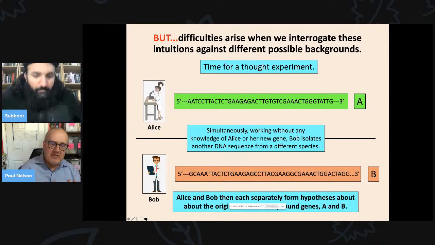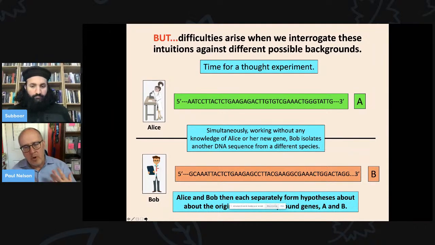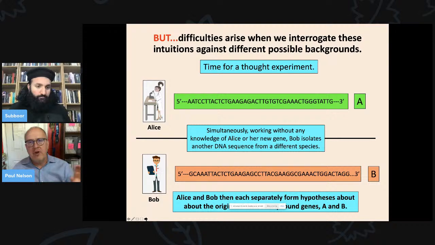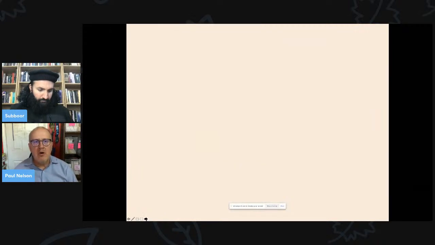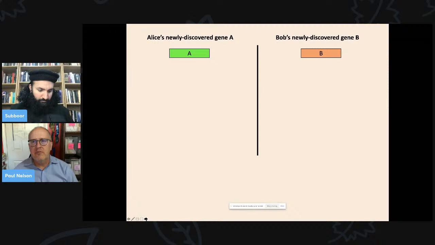And then, having done this, Alice and Bob each separately form origins hypotheses about how A and B arose historically. So these will be evolutionary hypotheses about the first origin of A and the first origin of B. But it's important for this thought experiment to make sense that Alice and Bob have no knowledge of each other. In particular, they have no knowledge of each other's, at this point anyway, gene sequences or hypotheses. So they're working entirely independently at this point. Okay, there's Alice's gene, there's Bob's gene.